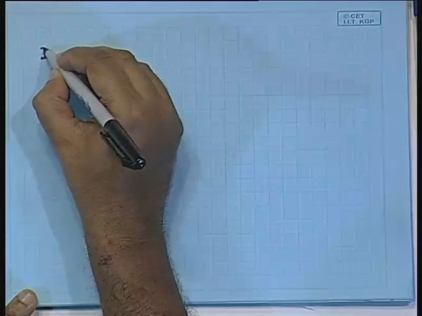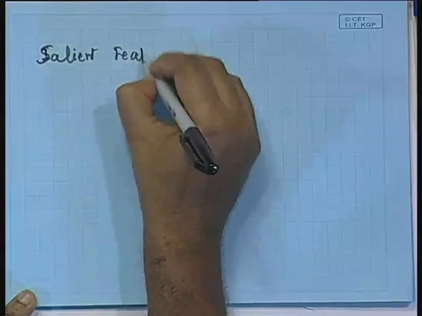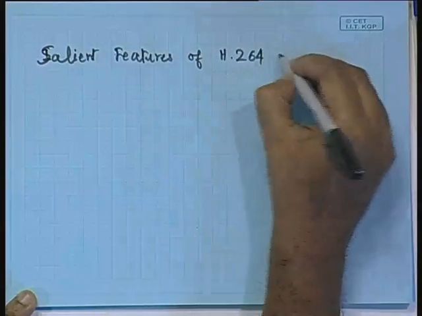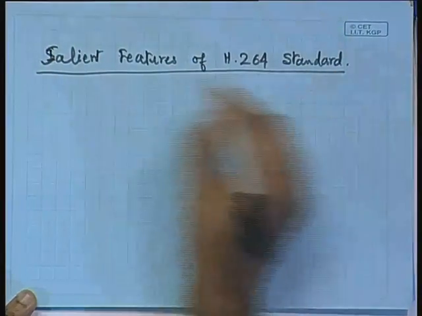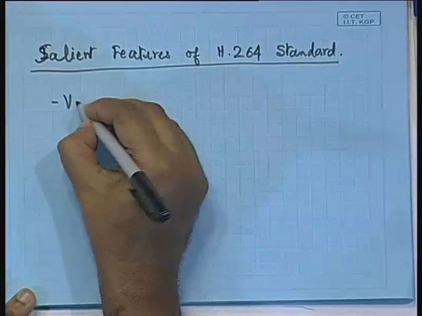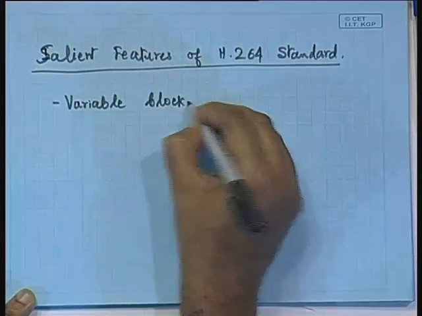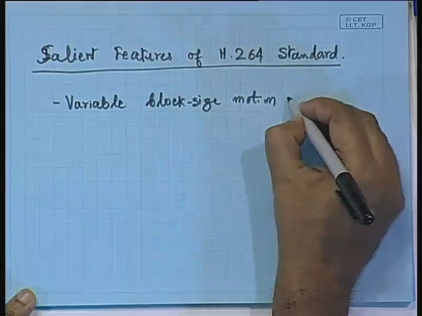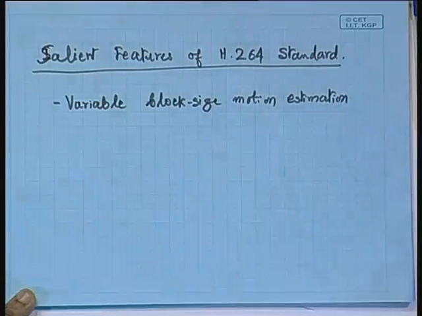So, luminance is done. Now the improvement, so the salient features. Let us list out the salient features of the H.264 standard. The first is that it has a variable block size motion estimation. Now, this is a very important issue, which I need to elaborate.